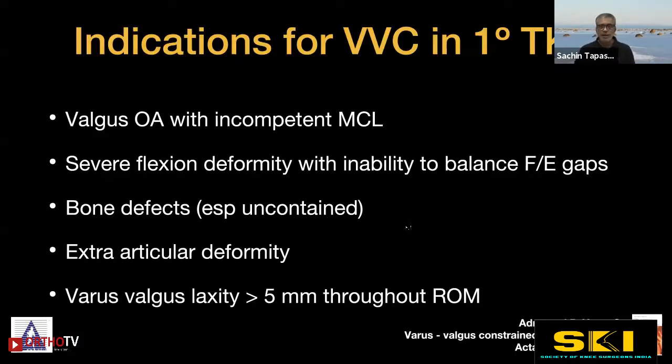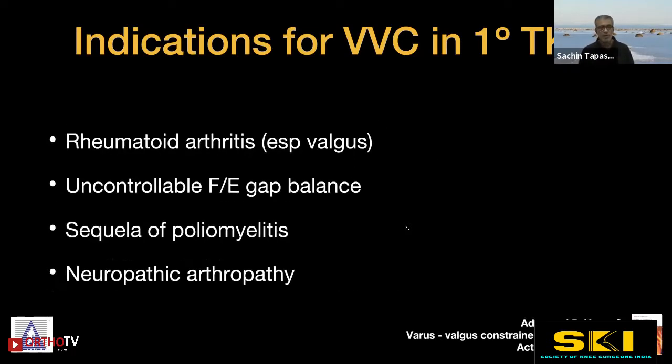So the predominant indications for using a varus valgus constraint in the primary TKR would be a valgus osteoarthritis with an incompetent MCL, a severe flexion deformity where you're not able to balance the flexion extension gaps, and bone defects which are especially uncontained, which cause compromise of your collaterals. If you have an extra-articular deformity, in certain situations you may require to use them. If you have varus valgus laxity which is more than 5 millimeters throughout the range of motion, I think that again is an important indication.